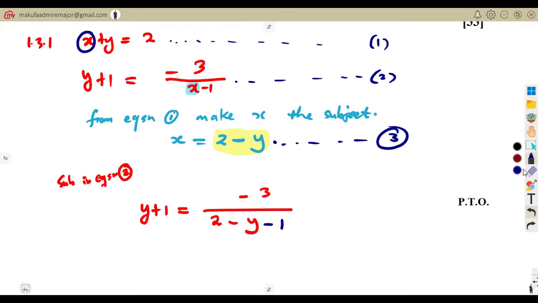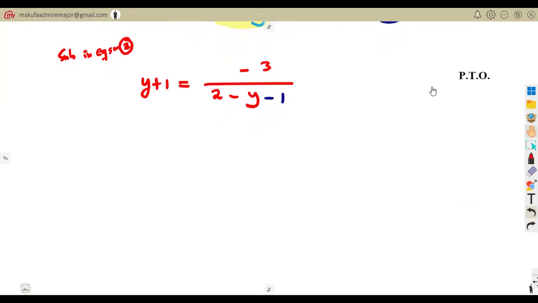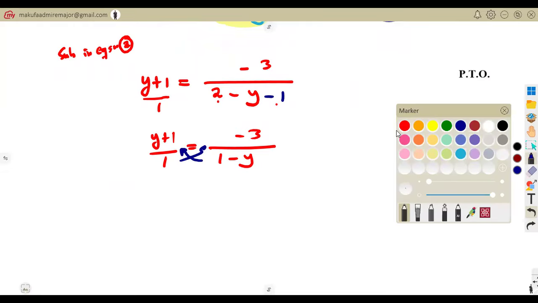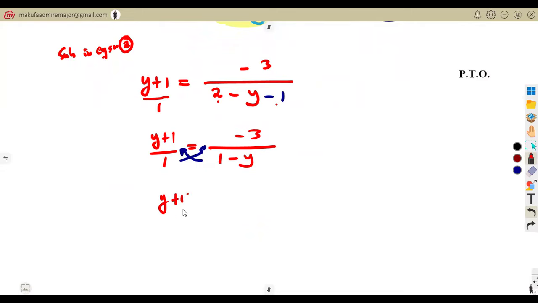All right, so that's an equation which is just having y as we can see. So let's try to work out and solve for y. This is the same as over 1. We can simplify further. Y plus 1 over 1 is equal to -3 over 1 here. That's 2 minus 1, which is 1. So that's 1. To remove the fractions that we are having there, that's y plus 1 into the bracket of 1 minus y is equal to 1 times -3, which is -3.